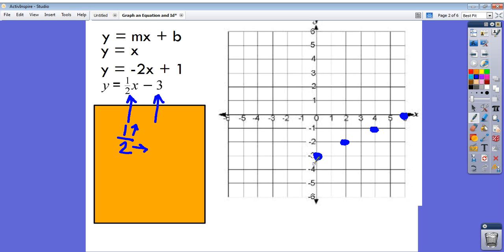If I want to go backwards, go back to your y-intercept and follow the opposite pattern. Down 1, left 2, down 1, left 2, down 1, left 2. Your turn to practice.